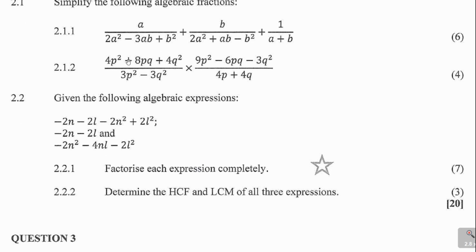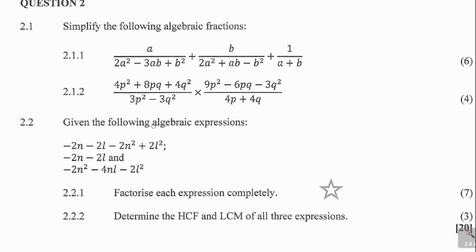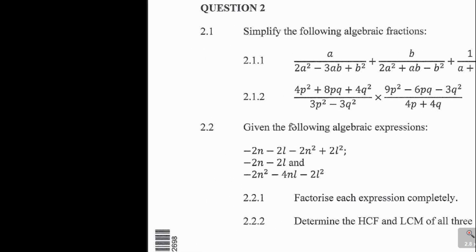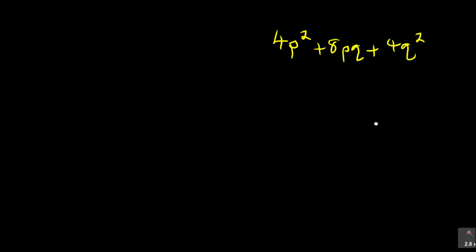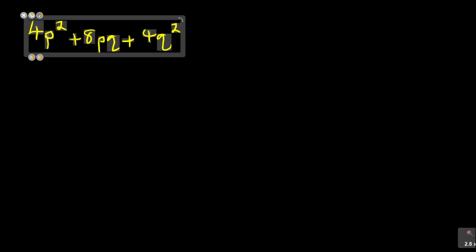Next one, 2.1.2. Remember, the question was: simplify the following algebraic fractions. I need to simplify this, 4 marks. Guys, it's the same thing I did. I need to use the product sum method. Let's start with the first one. The first one says I need to simplify 4p squared plus 8pq plus 4q squared. See this? It simply needs the product sum method. You don't have to struggle with it, you just have to focus on the product sum.